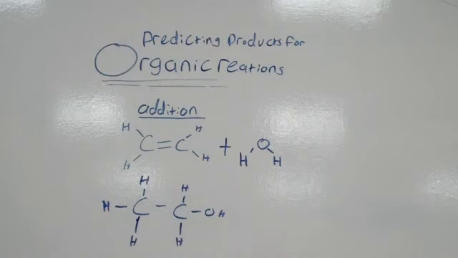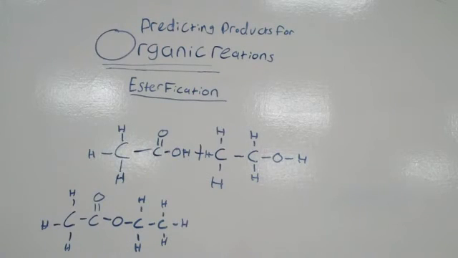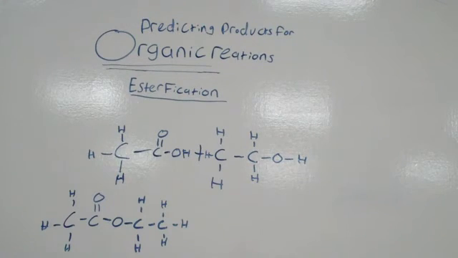You can also add bromine to it, so you'll just be adding a bromine to each carbon instead of a hydrogen and an OH. In the reaction esterification, you have the reaction between an organic acid, in this case we have acetic acid, which reacts with an alcohol. In this example we have ethanol, to produce an ester, seen here, and H2O.